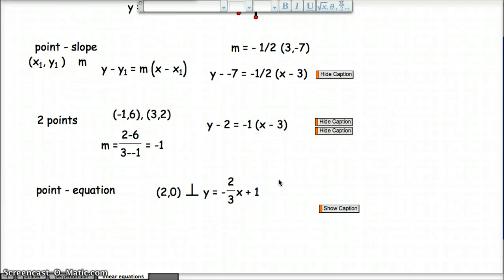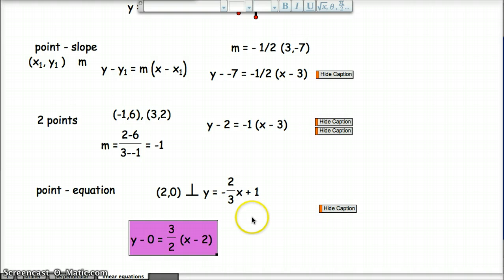And last but not least, we have the point equation form. And basically that's giving me a point and it's giving me an equation. And then this right here might be something new that you haven't seen from Algebra 1. This is a point. And it says basically here, given the point (2, 0), I need a line that is perpendicular to the equation y equals negative 2/3 x plus 1. Okay, so how do we do this?